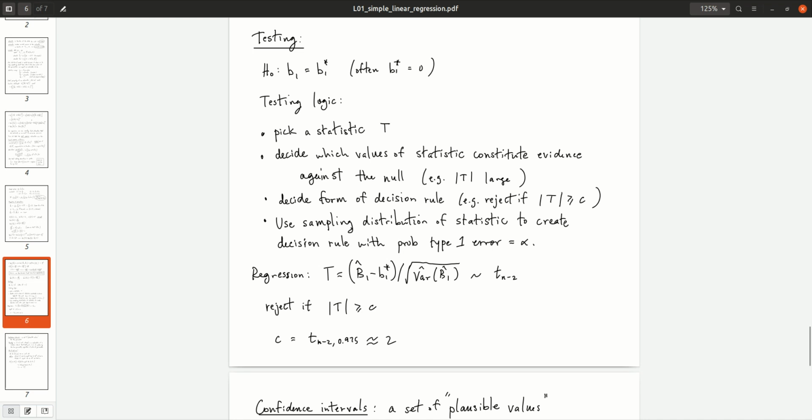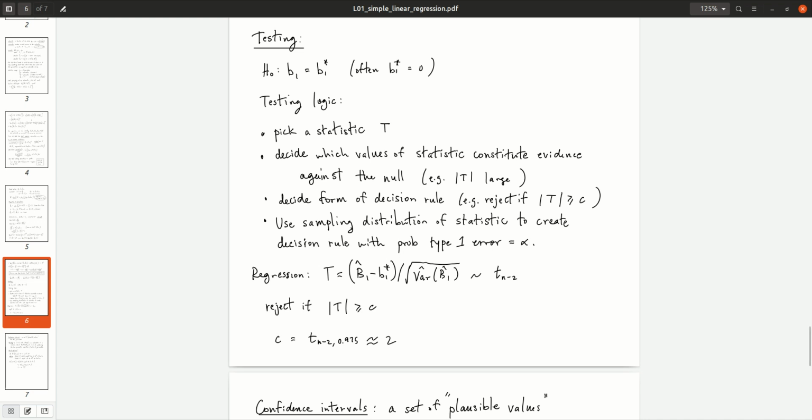We have to decide on a form of a decision rule. So again, following the same example, we would reject the null hypothesis. That's our decision, it's going to be reject or not reject. We reject if the absolute value of the statistic is bigger than some cutoff value C. So what this means is, say our cutoff is 10. I'm going to deem the null hypothesis to be false or implausible if the value of the statistic is bigger than 10 in absolute value.